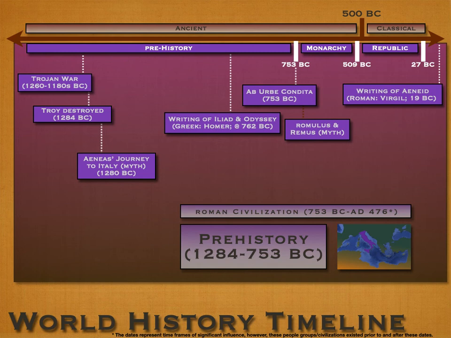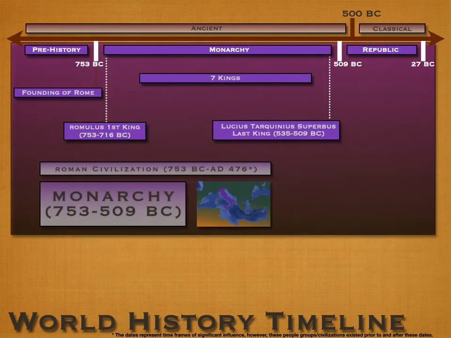Homer wrote during this time period. Virgil's going to write the Aeneid in 19 BC. But all of this information is where we get the story of the Trojan War, Aeneas, and Romulus and Remus. So after the prehistory, we've got our monarchy time period, which we're going to look at here in just a minute. Okay, we're going to talk about our kings.